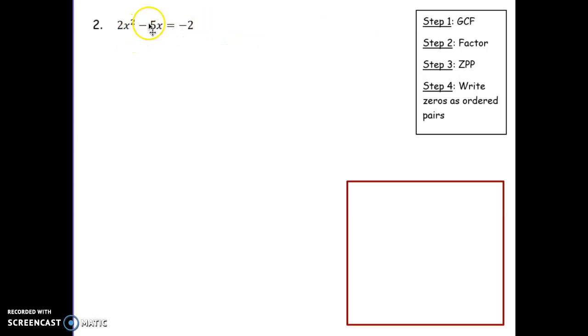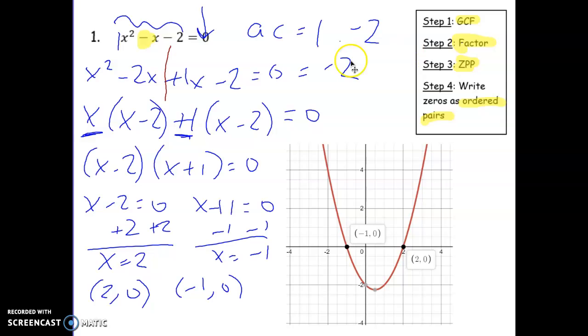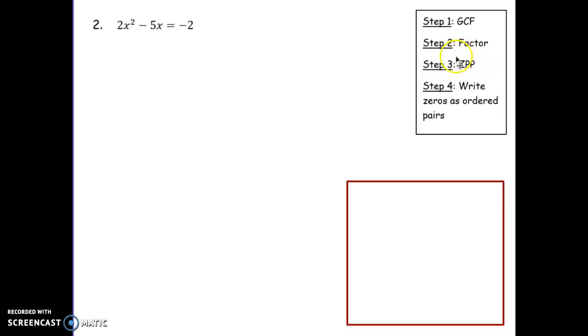So I've got 2x squared minus 5x equals -2. Well, automatically this one looks different because I have a -2 over here, and what I had in the last one was an equals 0. Well, if I want to use my zero product property, I have to have a 0. Anytime we try to solve a quadratic, and remember this is called a quadratic because of that exponent of 2, we need it to be equal to 0. So the first thing I'm going to do is add 2 on both sides. And that gives me the equals 0 that I wanted.